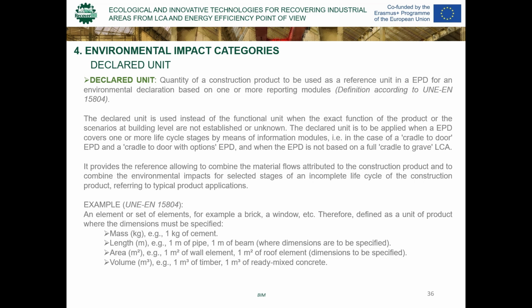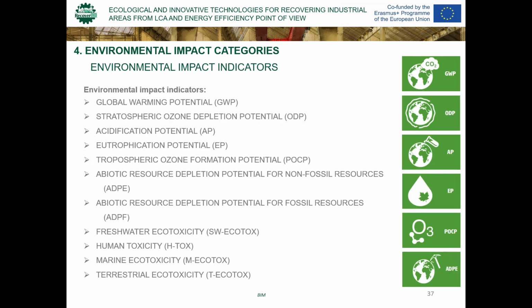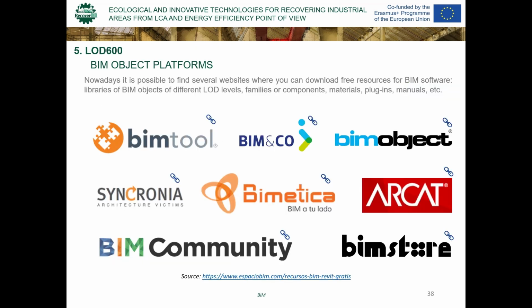It provides the reference allowing to combine the material flows attributed to the construction product and to combine the environmental impacts for selected stages of an incomplete life cycle of the construction product, referring to typical product applications. The environmental impact indicators covered are as follows.